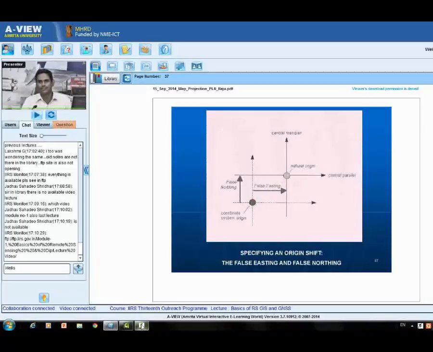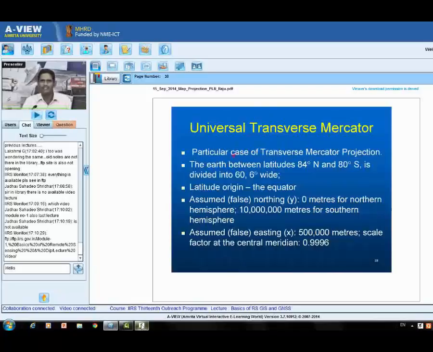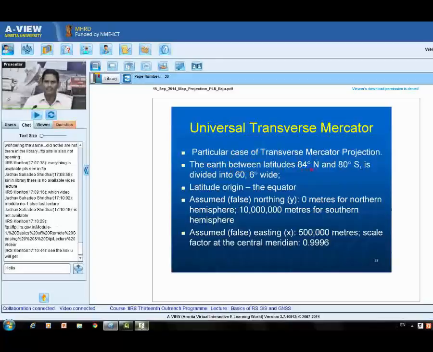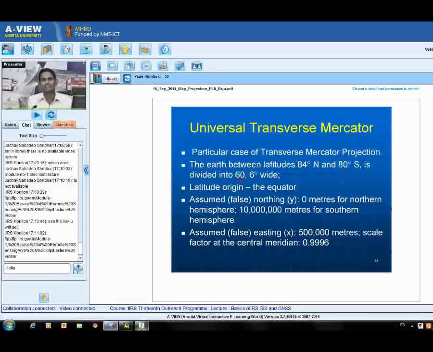If you go to the next slide, you see that the earth between 84 degrees north and 80 degrees south is divided into 60 zones, each 6 degrees wide. So 60 into 6, there will be 60 zones. For latitude, the origin you take as the equator, where we assume 0, 0. But for the southernmost point, we say 10 million meters for the southern hemisphere, like a false easting and false northing.